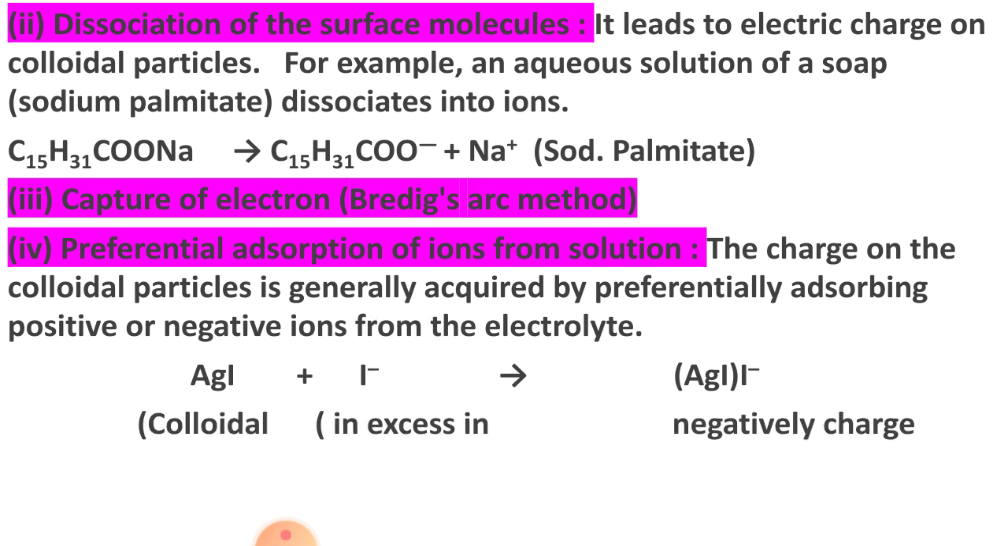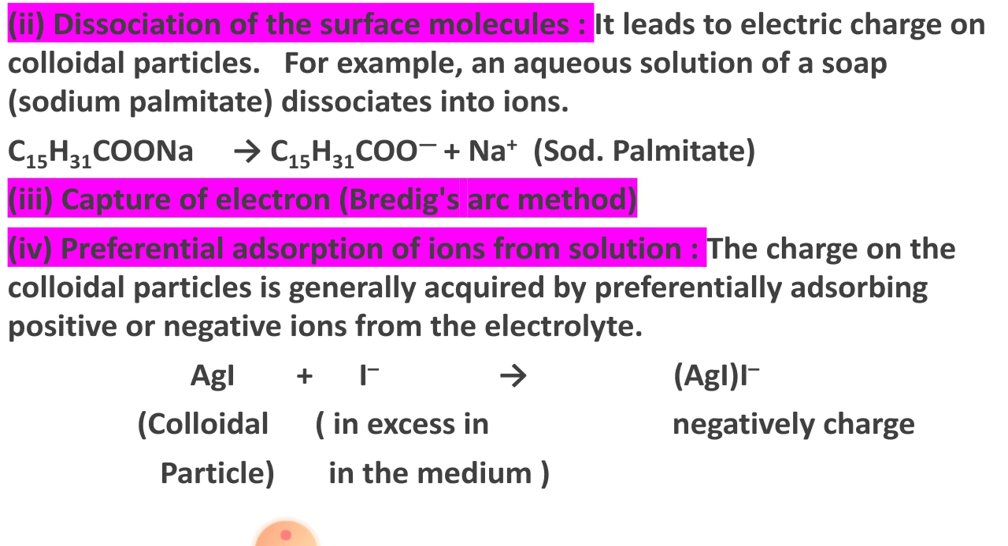Here AgI particles can adsorb I minus ions which are more in the medium, that is, the adsorption of common ions takes place and forms negatively charged colloidal particles as shown here.